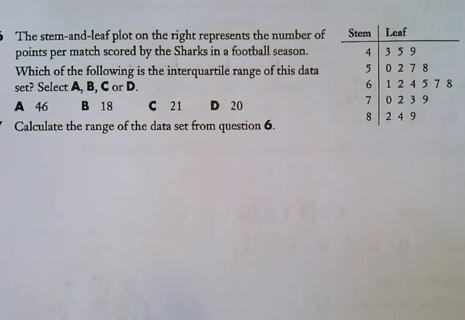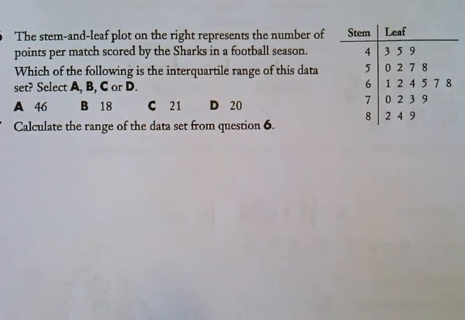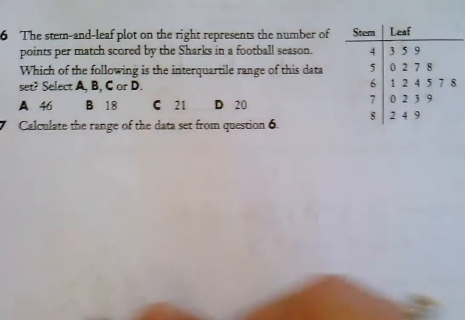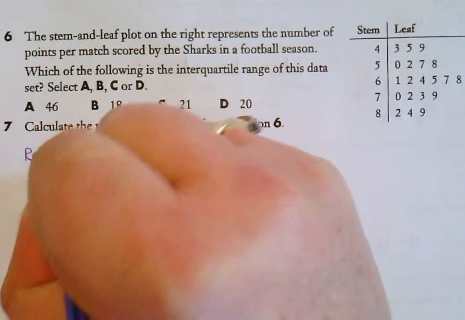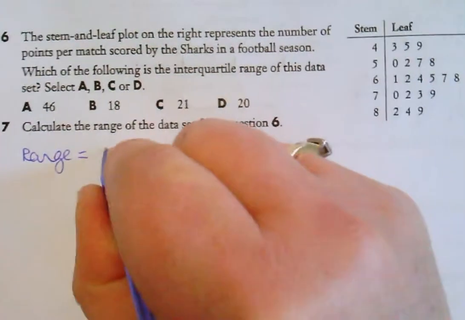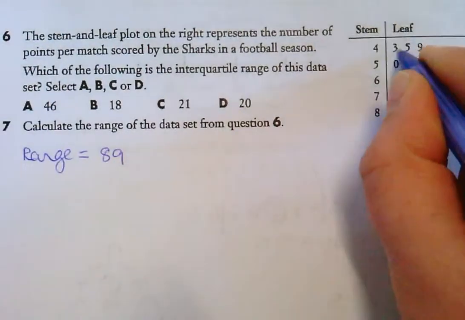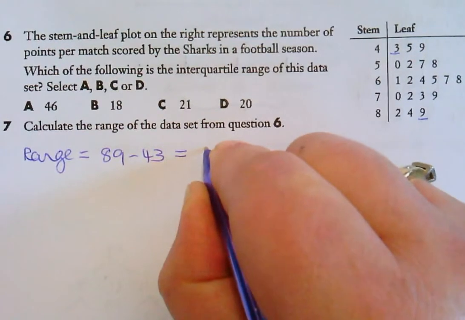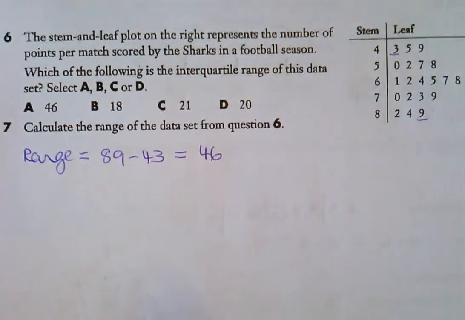So what's the first thing you want to do? We could do the range. Let's do the range for question 7 first. What have we got? What's the range? 89 minus 43. Yes, it's the highest score minus the lowest. That's 46. That's a big range.